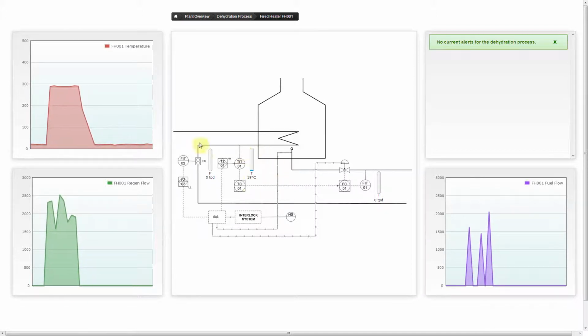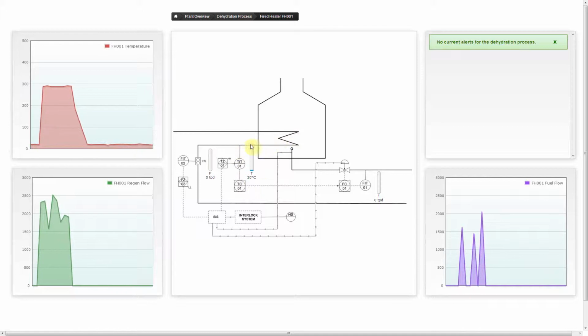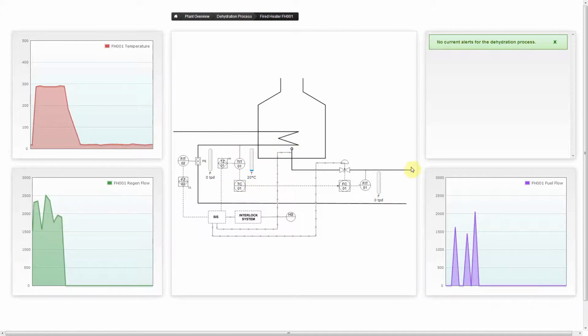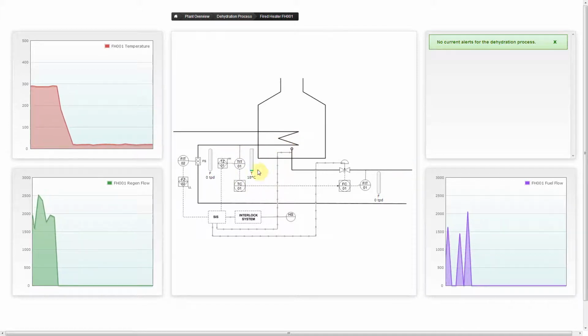So when our regeneration gas is flowing and our temperature is above the set point, our fuel gas will turn off. When the regeneration gas is flowing and the temperature is below the set point, the fuel gas will come on, essentially creating a controlled fire inside the fired heater.